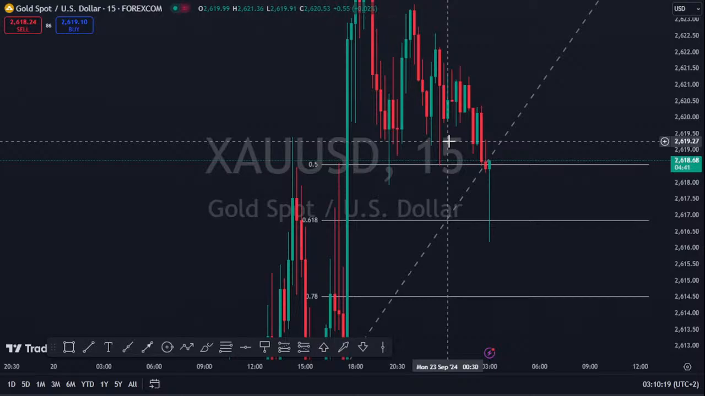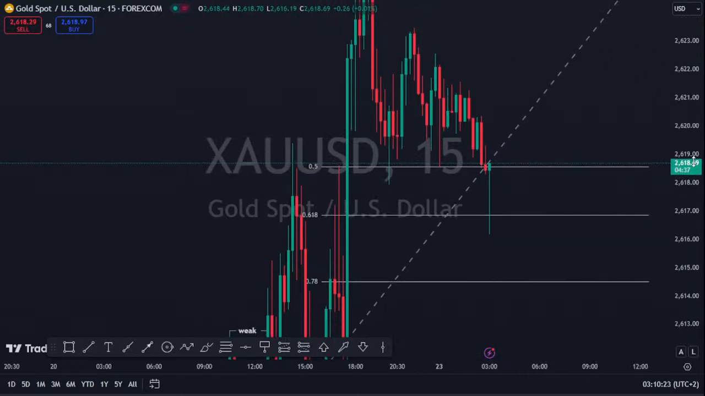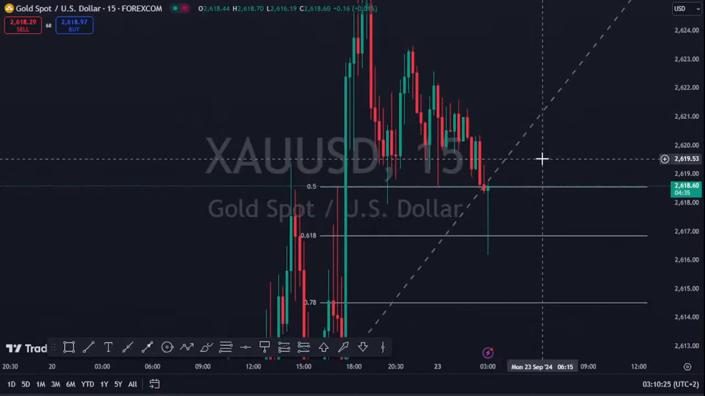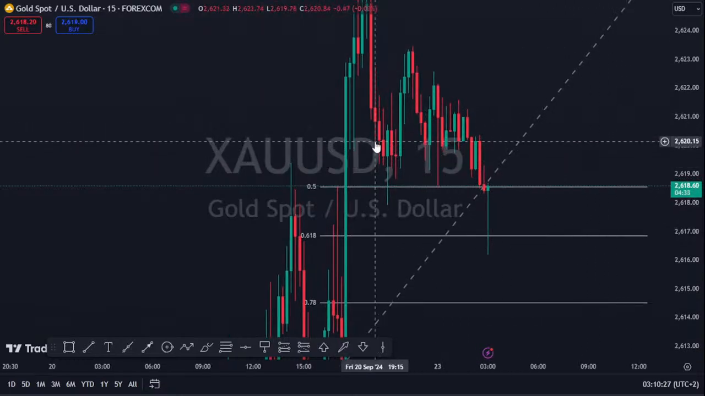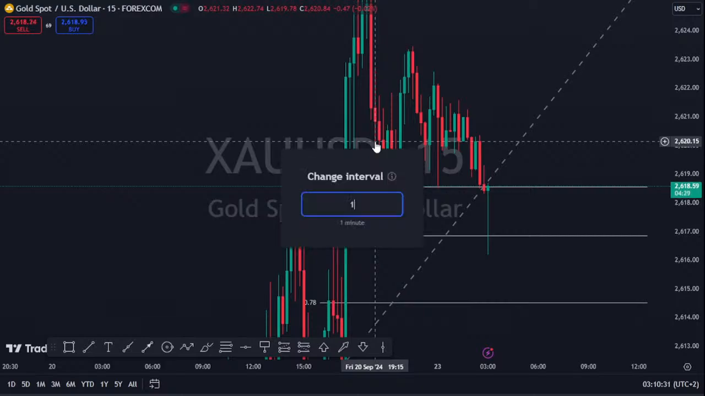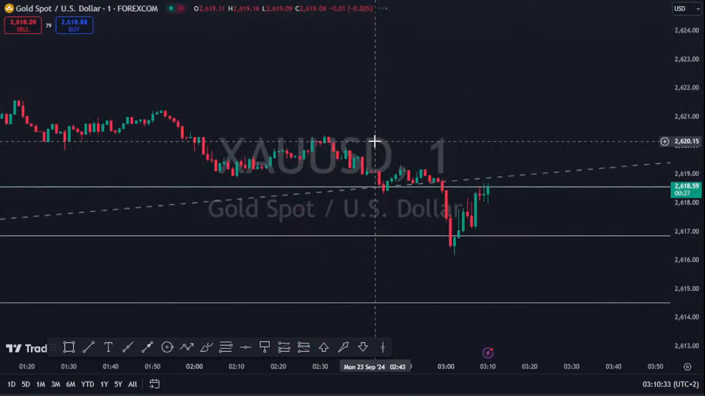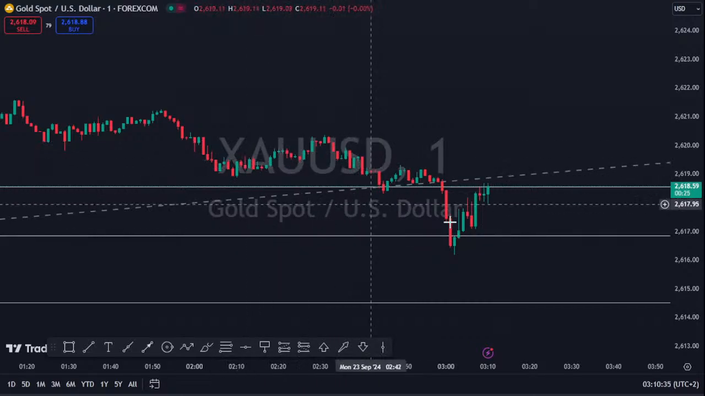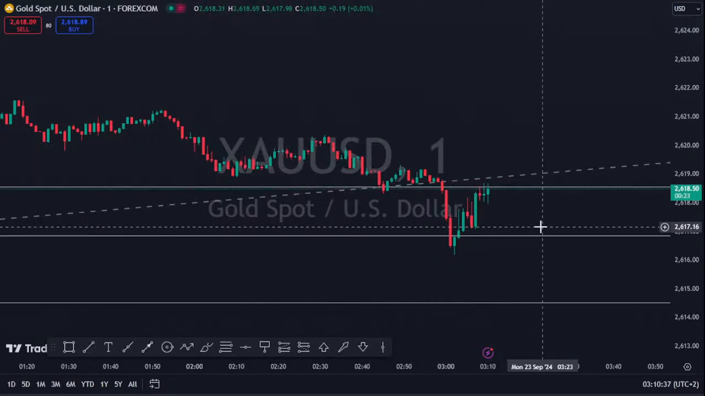The only problem I have right now is that we also have 5 minutes left. That's too much time to be looking at. That is definitely too much time to be looking at right here.